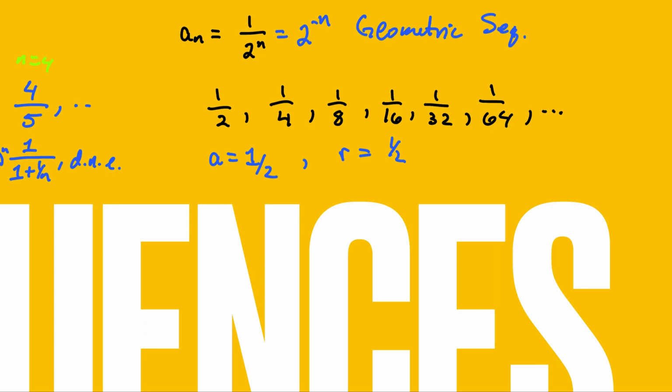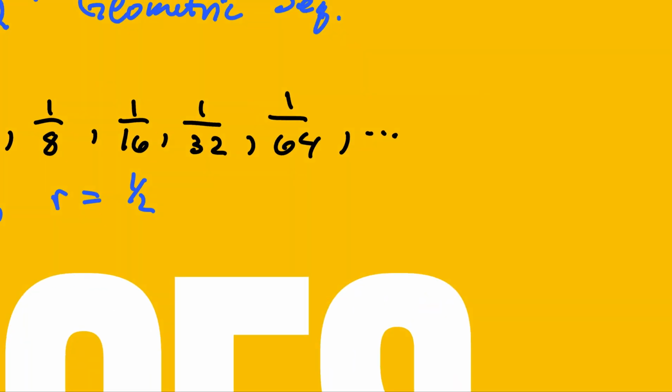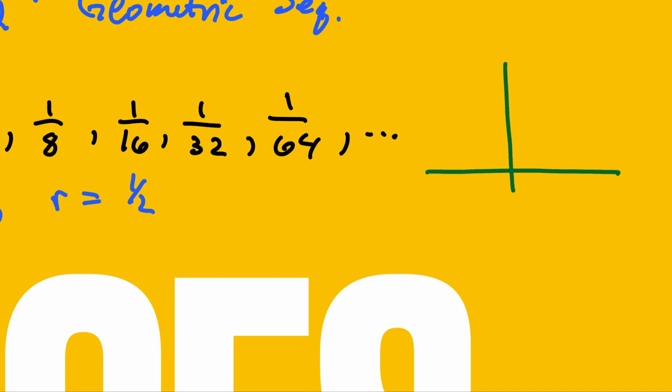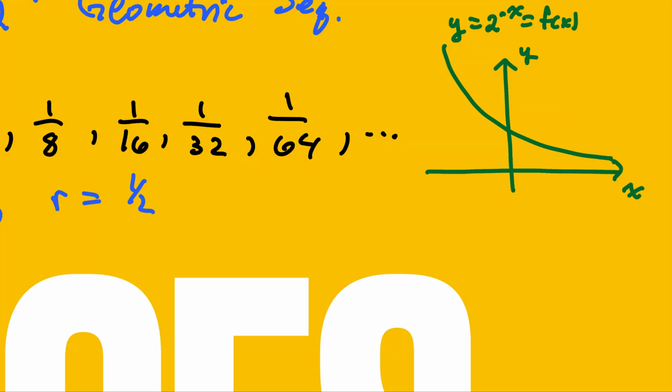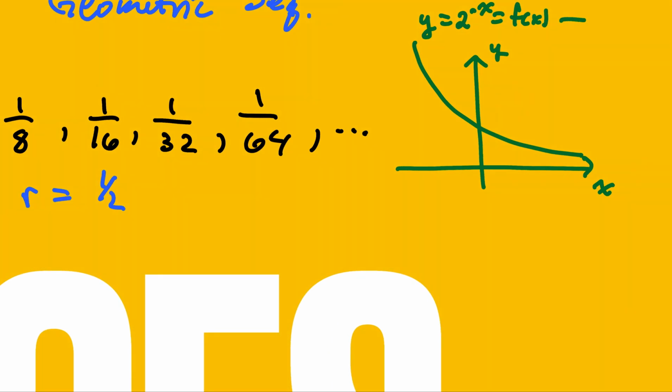The only tricky part is that we're only evaluating this function at counting numbers. If we draw a nice little graph to highlight that idea, we might have an xy coordinate plane, a decay exponential, y equals 2 to the negative x. Let that be f of x. We know that this tends to 0 as x goes to infinity.